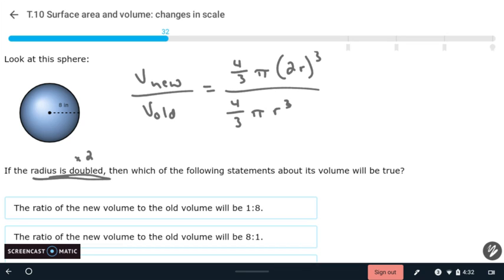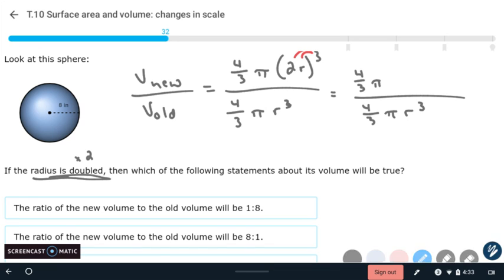Then if you go through and simplify, you can distribute the cubed to both of those. Remember, cubed means you multiply it times itself 3 times. And then what's left, we've got 4/3 pi. That stays the same as we had originally. Denominator stays the same as we had originally. It's just up here on top that we've got 2 cubed. 2 times 2 times 2 is 8. And then r cubed ends up being the same as we had in the denominator.